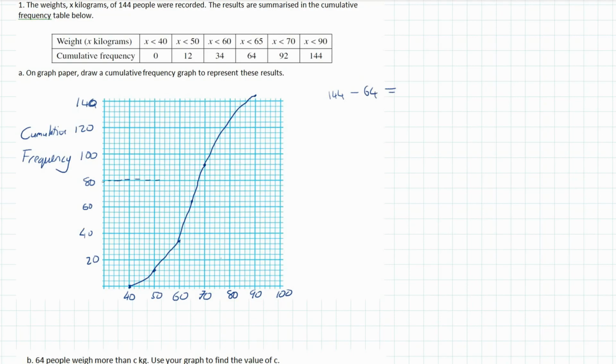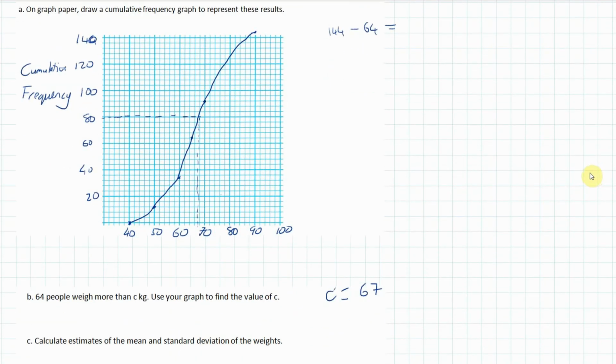So we'd go along like this, and there's obviously now 64 above, and then we meet the graph here, and then we go down. Now it's looking to me sort of in the middle of this one here, I think. So to me that's looking like maybe 67. So C equals 67. And I think in this particular case, you would be allowed anywhere between 67 and 68. So we're good there.